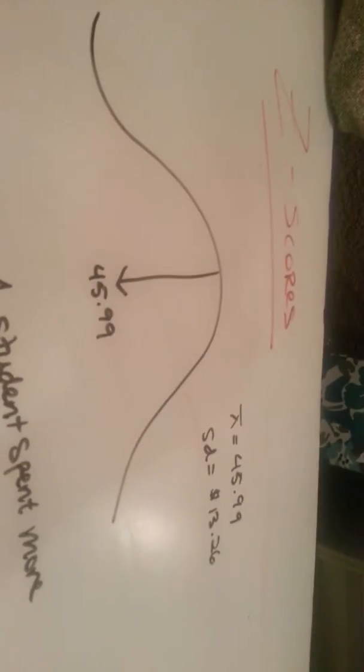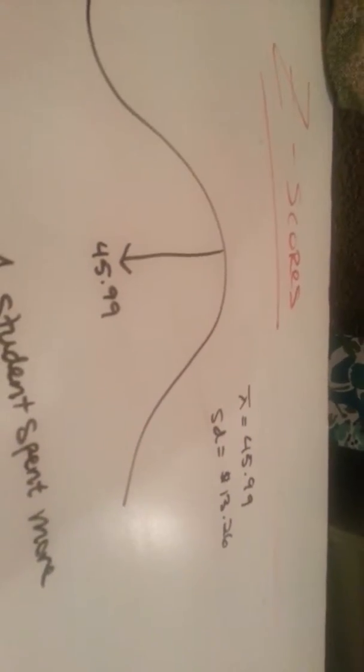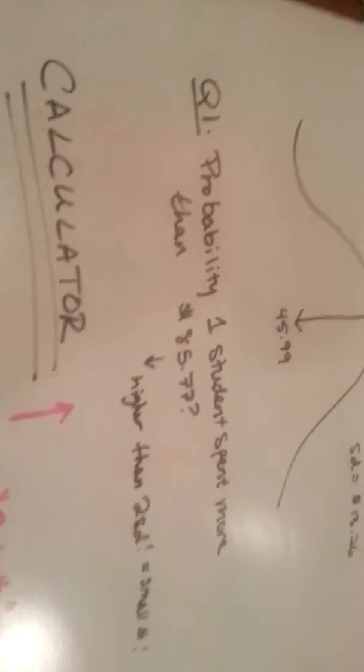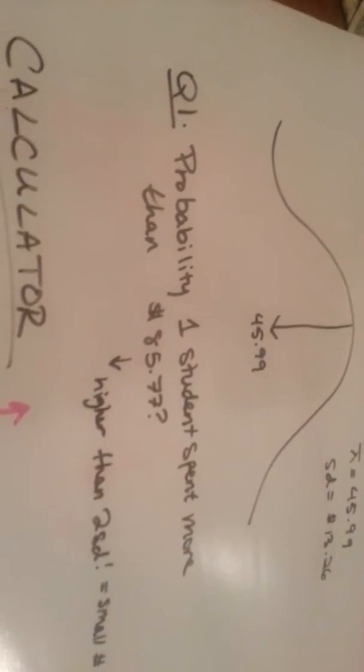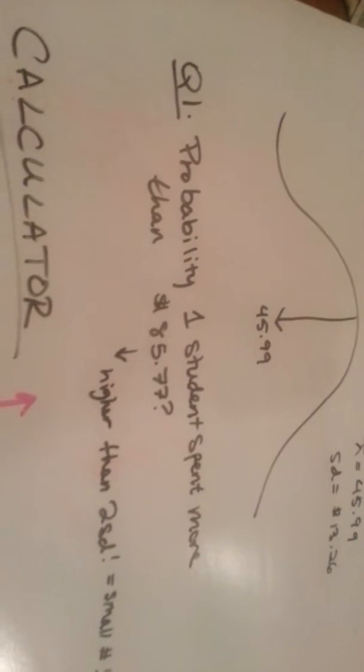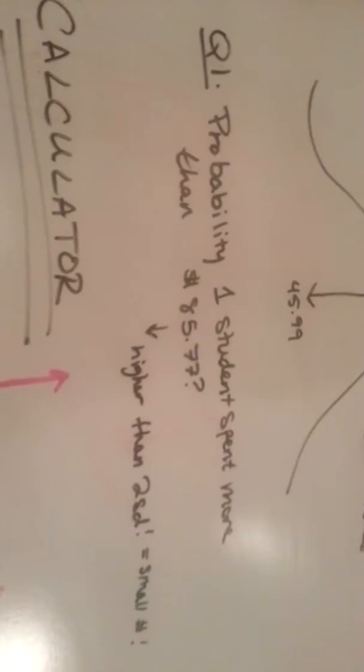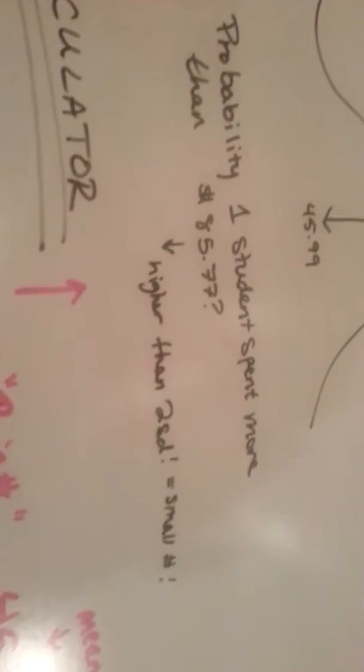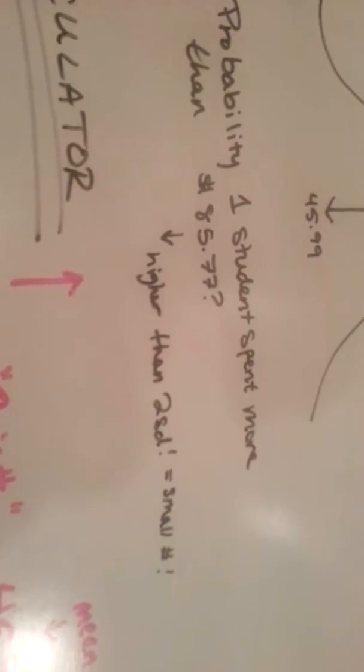So let's continue on. Now you're going to learn about z-scores. And so we're going to go back to that same bell curve, which I rewrote here, with its mean of 45.99 and its standard deviation of 13.26. So we're given the question, what is the probability that one student will spend more than $85.77? So you know this is higher than the 2 standard deviations.